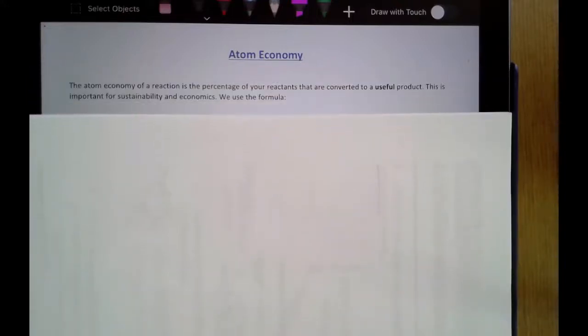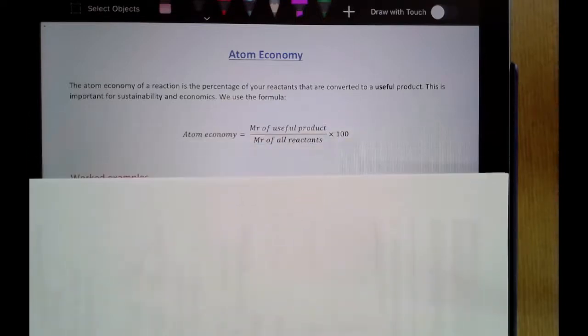So this is the second video in the SC14 topic, and it is on atom economy. So I've written what atom economy is. The atom economy of a reaction is the percentage of your reactants that are converted into a useful product. And I've got a formula for it just below.